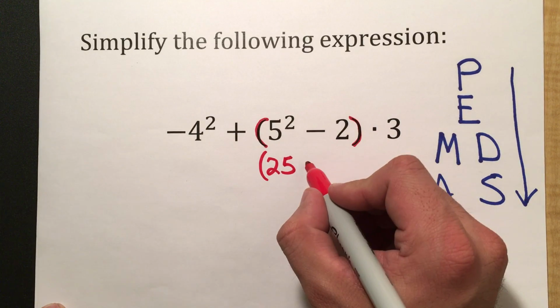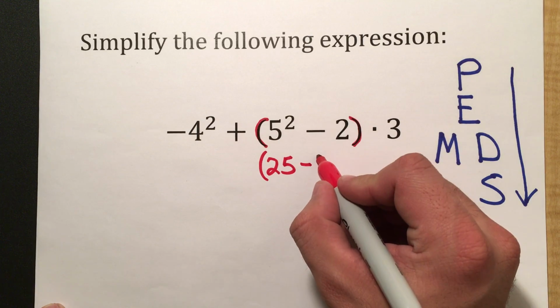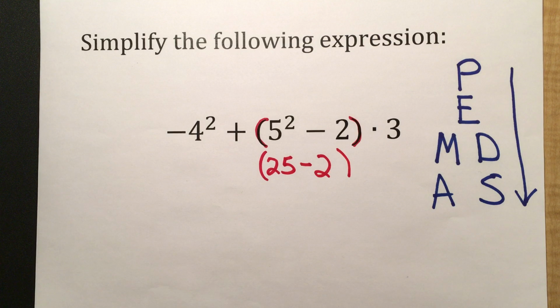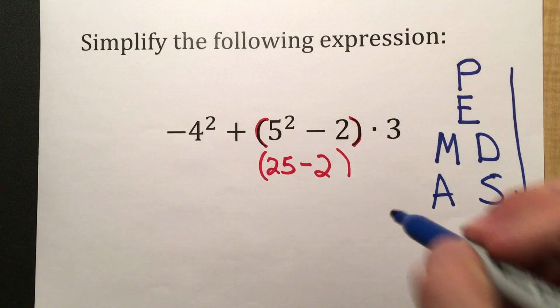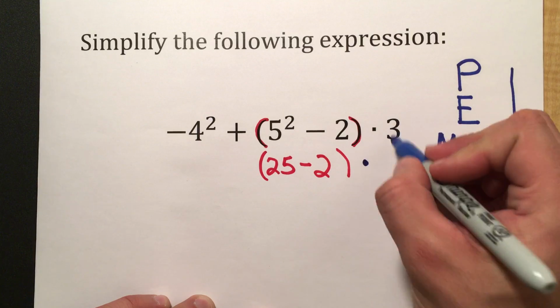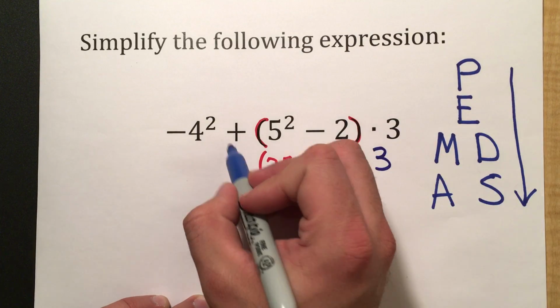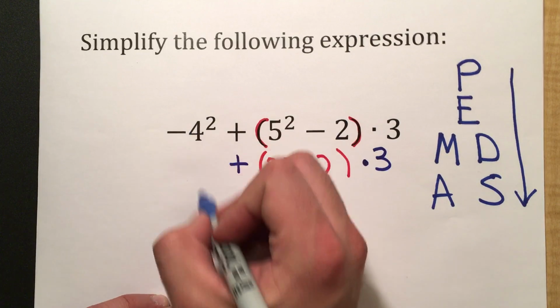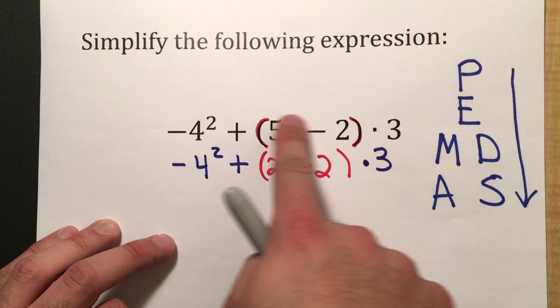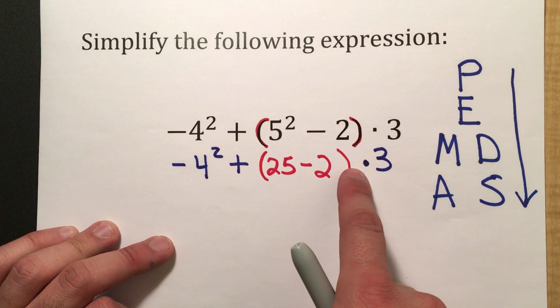And bring down the subtraction sign, and bring down the 2. And I'm going to copy everything else back down. Now it's important you get in the habit of doing this, because in algebra you're going to constantly have to copy everything else down so you won't get lost. Let's bring down that multiplication sign, times 3. Let's bring down the plus sign, and let's bring down the negative 4 squared. Okay?